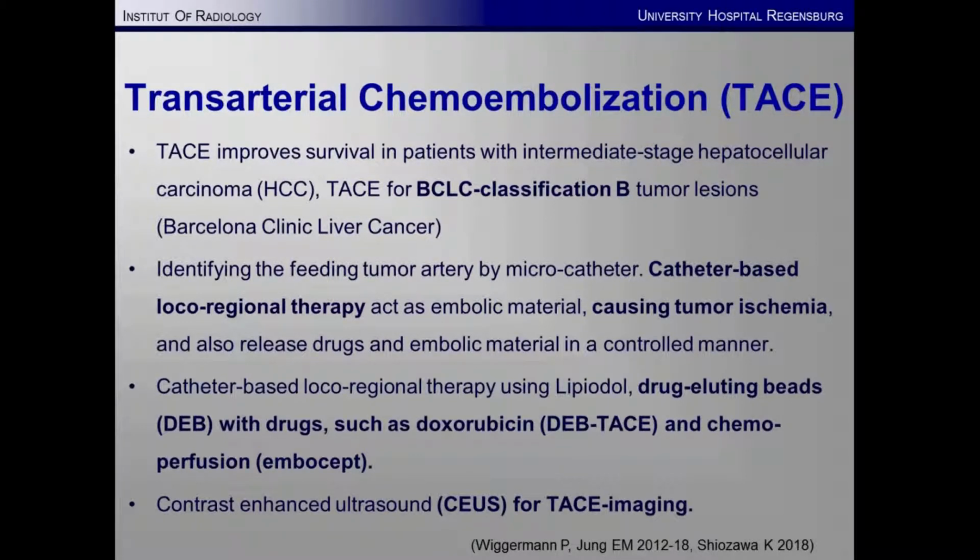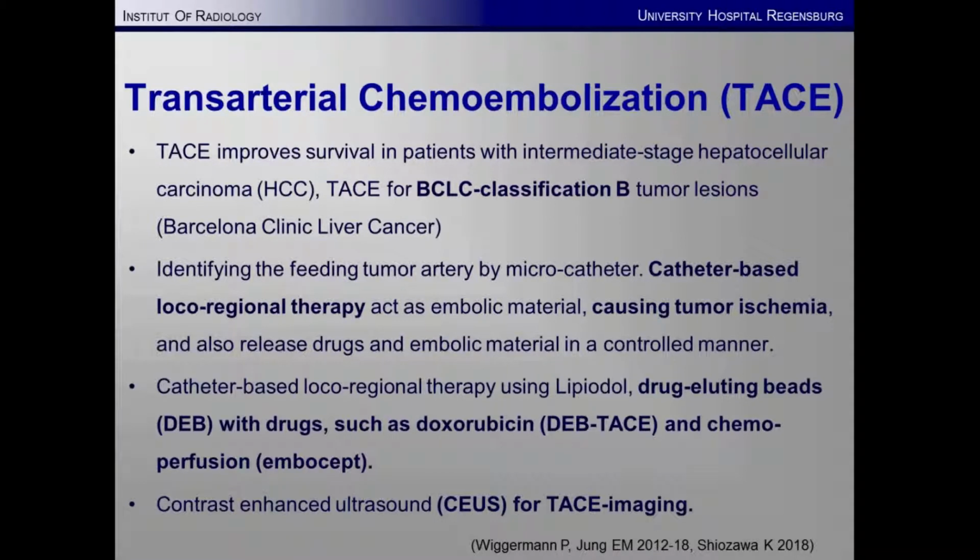First, we have to make a selection of the kind of tumor. Normally, we perform TACE in cases of HCC lesions, and considering the Barcelona classification, it would be stage B1.